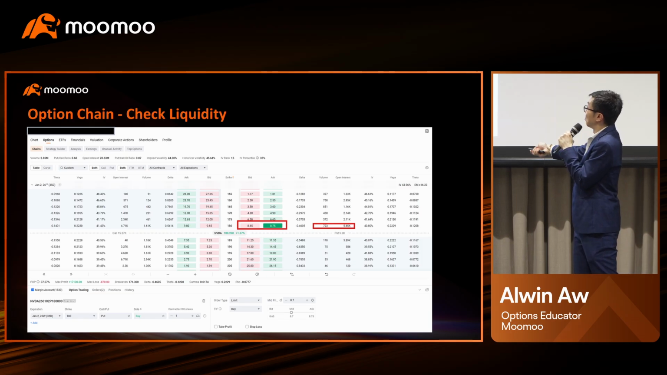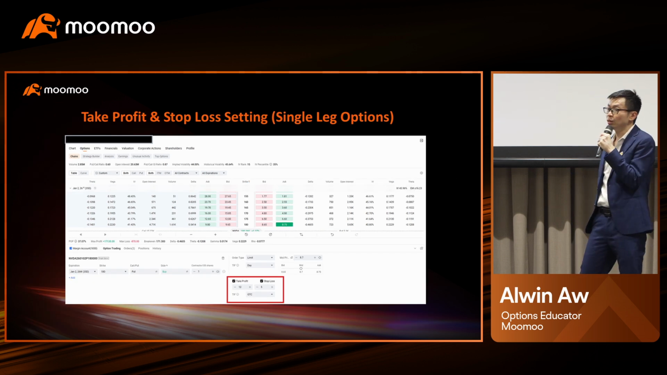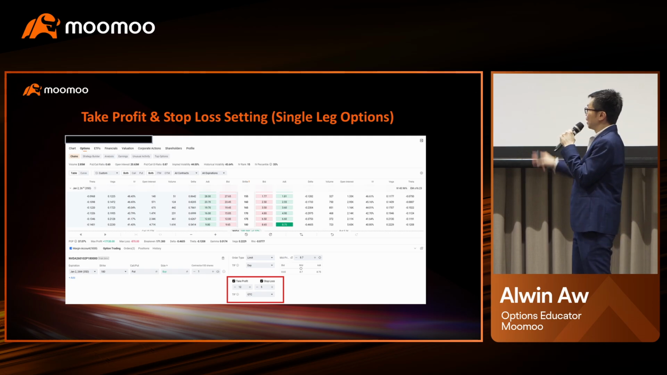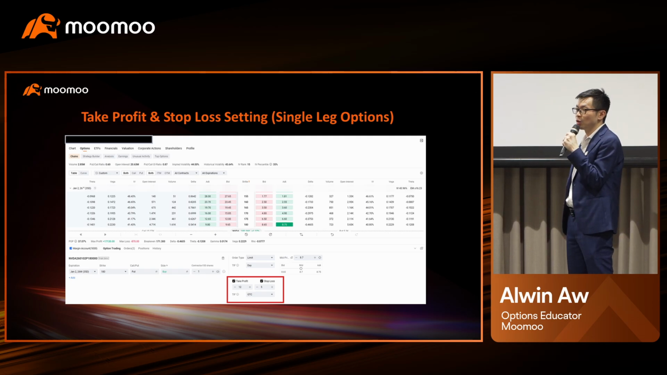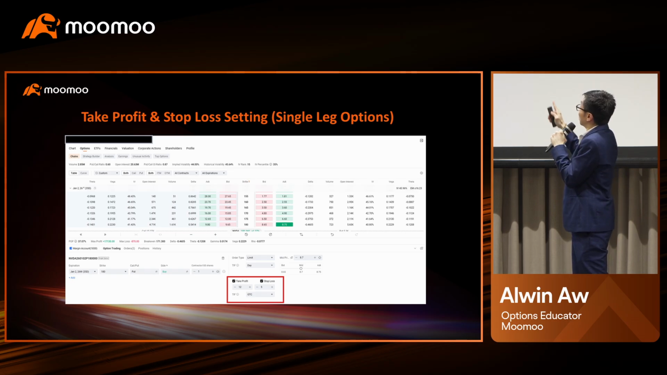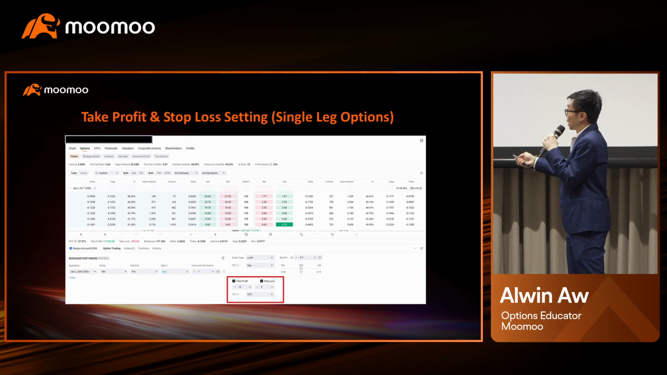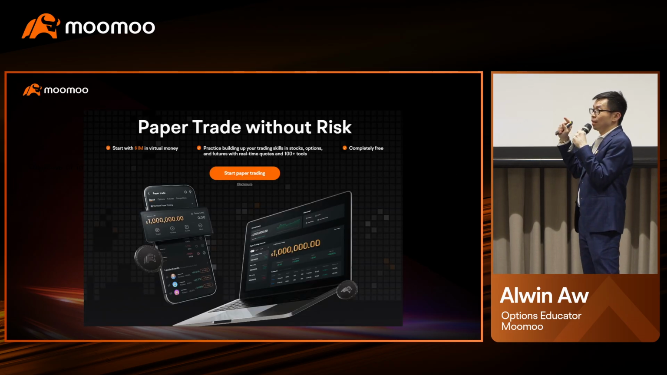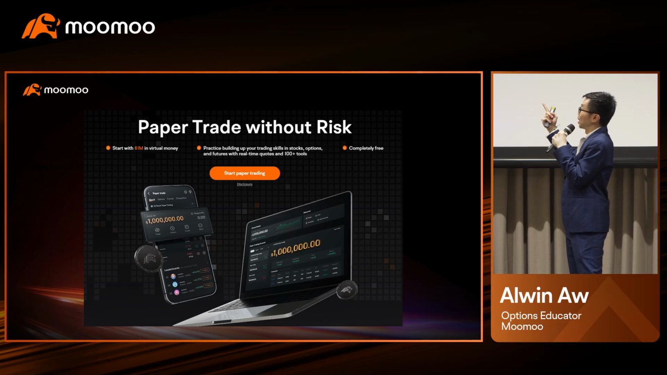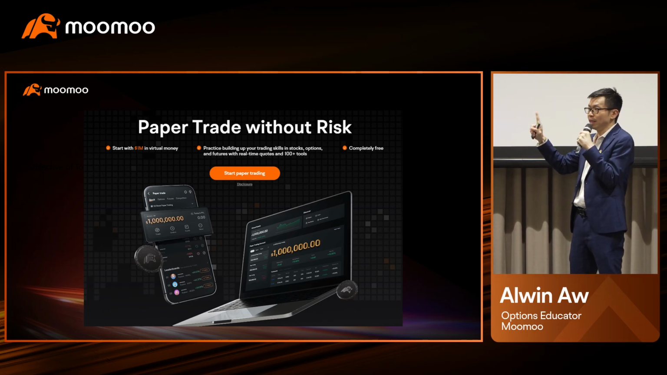Once you have set your mind on the liquidity, the final step is you can set your take profit and stop loss. All right? Same thing, take profit and stop loss. There's always a number you can fill in because this is a single leg option. You cannot do a spread with the take profit and stop loss. It's only for single leg. So this is where the process of the price ends. And if you want to test out the strategy, you can actually paper trade without using real money.